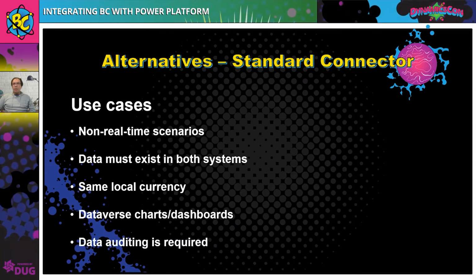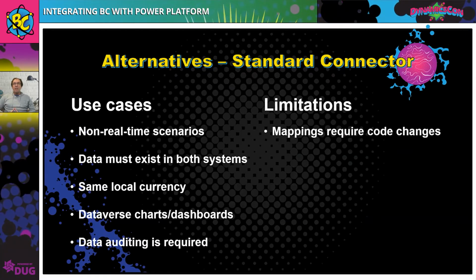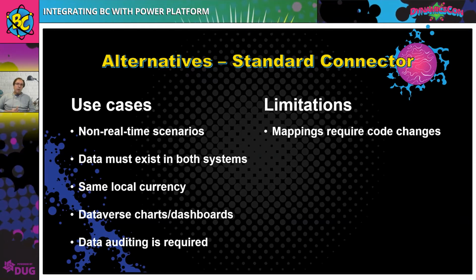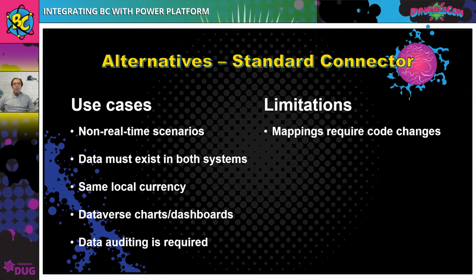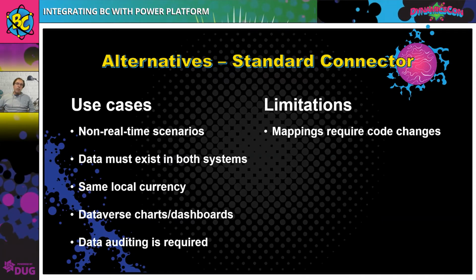But the standard connector has some limitations, right? Let's talk about some of them. The first one, which is not so much a limitation as a change from what we see on Dataverse: any mapping actually requires code changes. You see that everything that we did on virtual tables or virtual entities was basically configuration driven. In here, if you needed to make any changes on mapping or map new entities, you're going to need to make a code change, and that code change must be deployed.